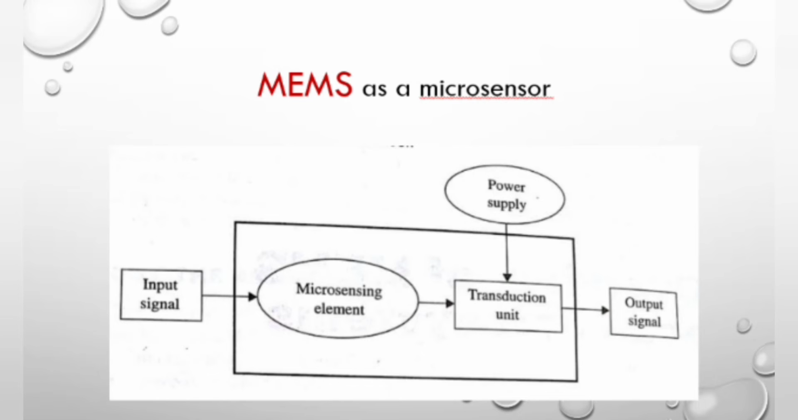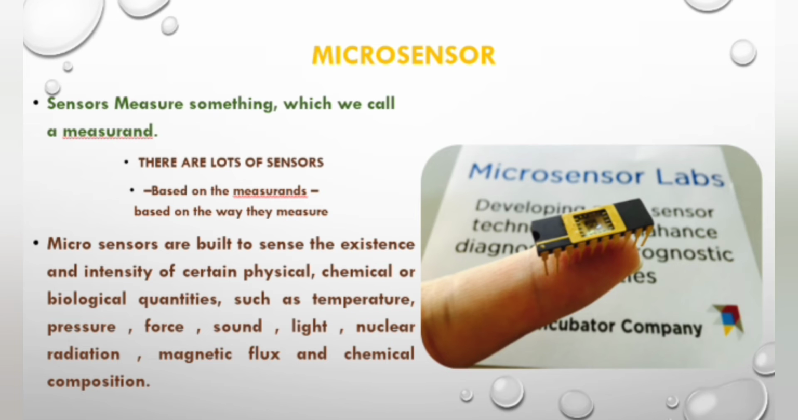MEMS as a microsensor. As I mentioned earlier, microsensors detect changes in the system's environment by measuring mechanical, thermal, magnetic, chemical, or electromagnetic information. This information is processed by microelectronics and signals the microactuators to react and create some form of change to the environment. Sensors measure something, which we call a measurand. So there are lots of sensors.